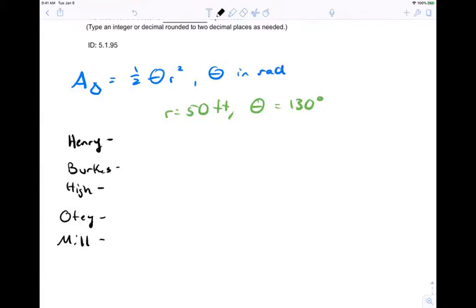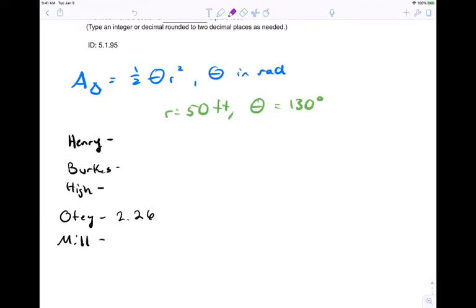Okay, have you all gotten a result? I got 2.2. What'd you get? It's going to be wrong, but okay. I got 2.2689, but if you round it, 2.27.